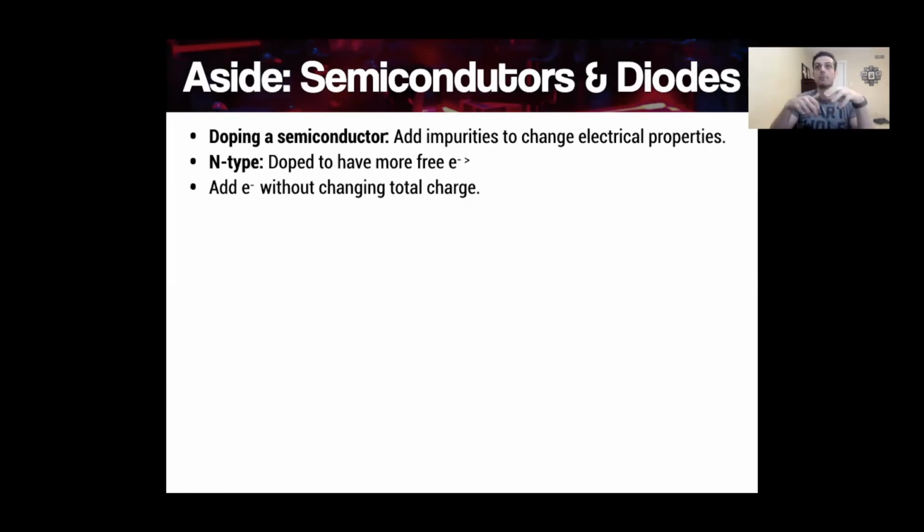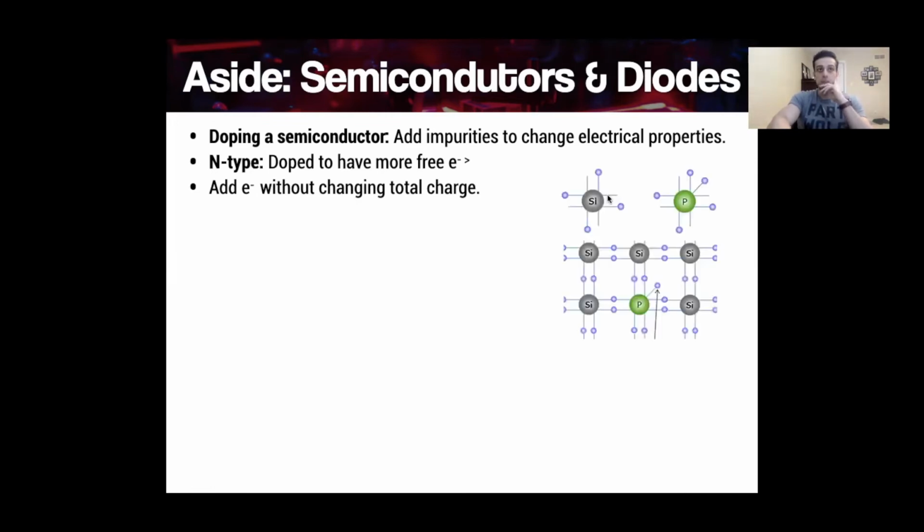So the goal is to add more electrons without changing the total charge. We can't just pump a semiconductor up with electrons, because as soon as it interacts with anything else, the electrons are going to leave as soon as they get a chance. So we want to keep the total charge the same, but add free electrons. So how do we do that? Well, let's take a semiconductor that's made of just silicon, for example.